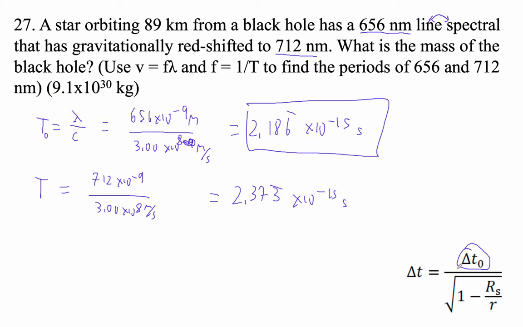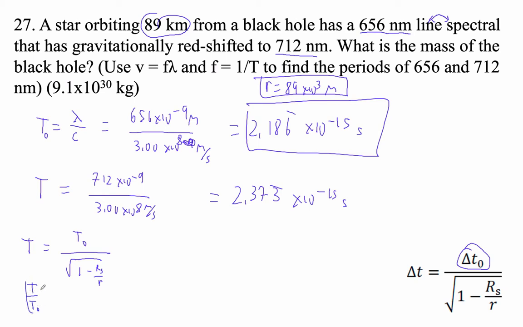Now what we have to do is figure out the Schwarzschild radius from all this. I don't like doing math with these numbers, so let's do this. T equals T naught over the square root of 1 minus RS over R. We know that R is 89 times 10 to the 3rd meters. So T over T naught, squared, is equal to 1 over 1 minus RS over R.